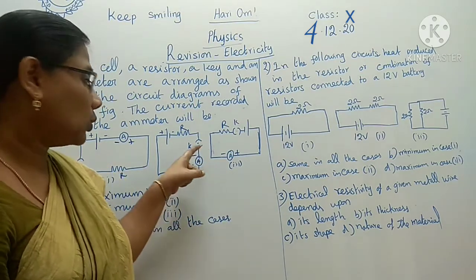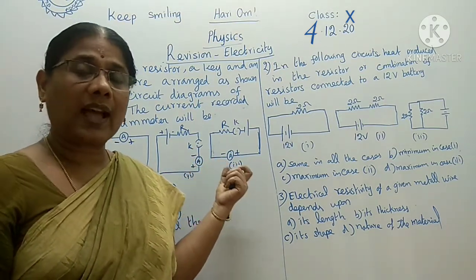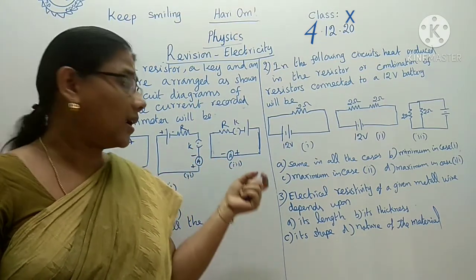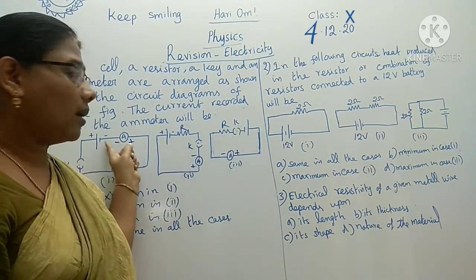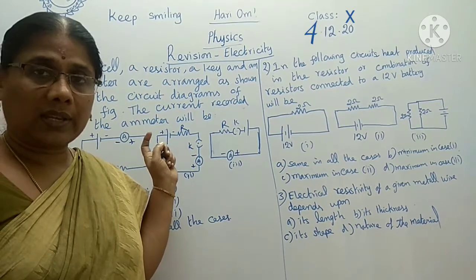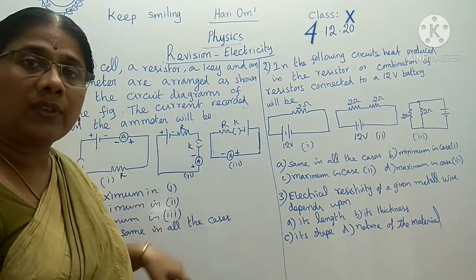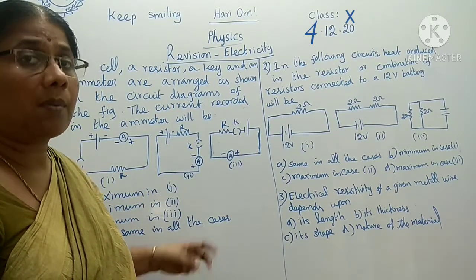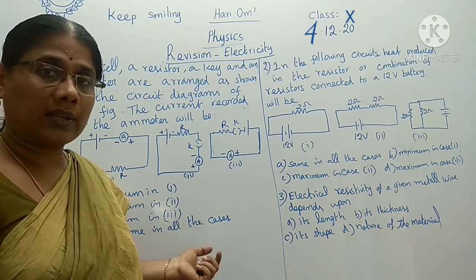Okay. Right. So we should check whether the ammeter connection is correct or not, then whether the voltage is the same or not. Then we should also check the resistance value. Then we can say in which circuit the current is maximum, or whether it is the same in all the circuits.